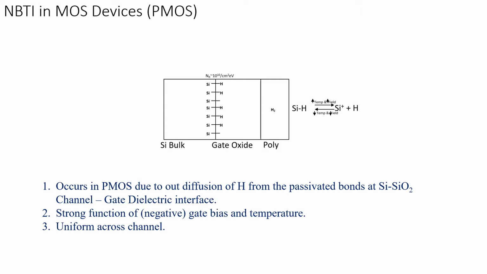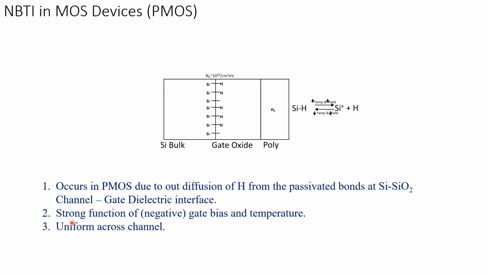Right? Now this reaction is also reversible. So if I reduce the temperature, or I reduce the magnitude of the vertical gate electric field, then all this can perhaps go back. This hydrogen can go back and again passivate the silicon dangling bonds at the gate to channel interface. Now, this is in brief a discussion on this process.